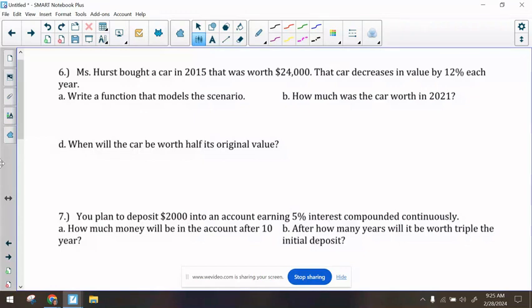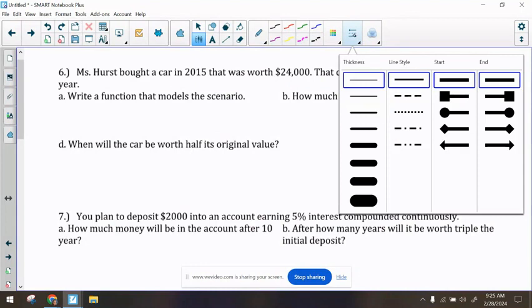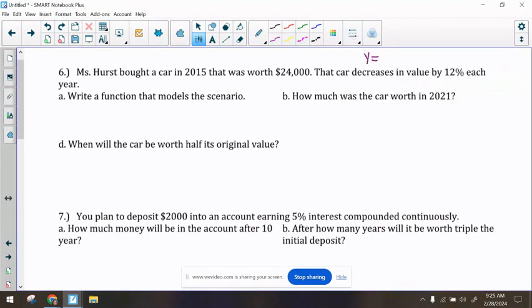Question 6, we are now talking about our application problem. So number 6, it says Miss Hurst bought a car in 2015 that was worth $24,000. The car decreases in value by 12% each year. So this is going to be our simple growth and decay setup. So my formula that I'm going to use is y equals a times 1 minus r, because we're talking about decay, to the t power.